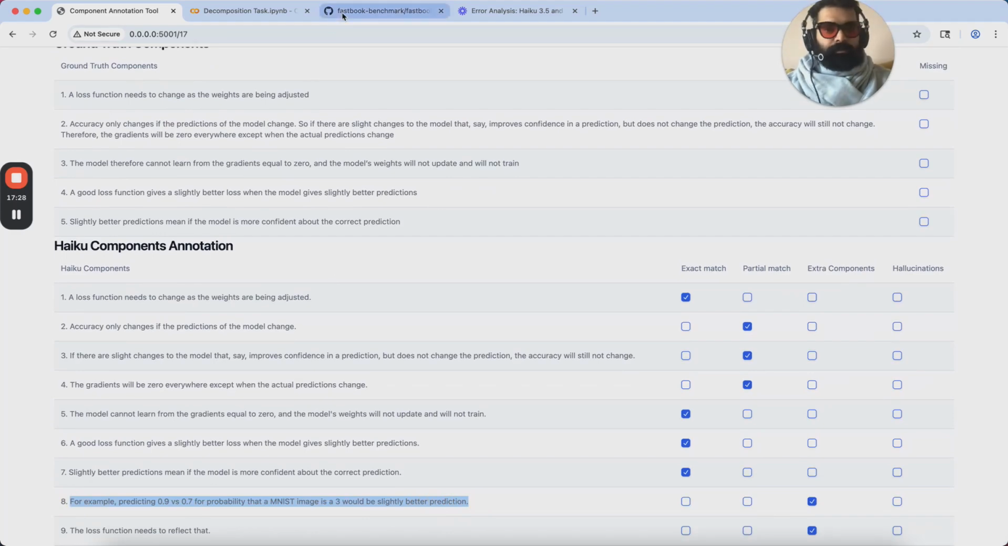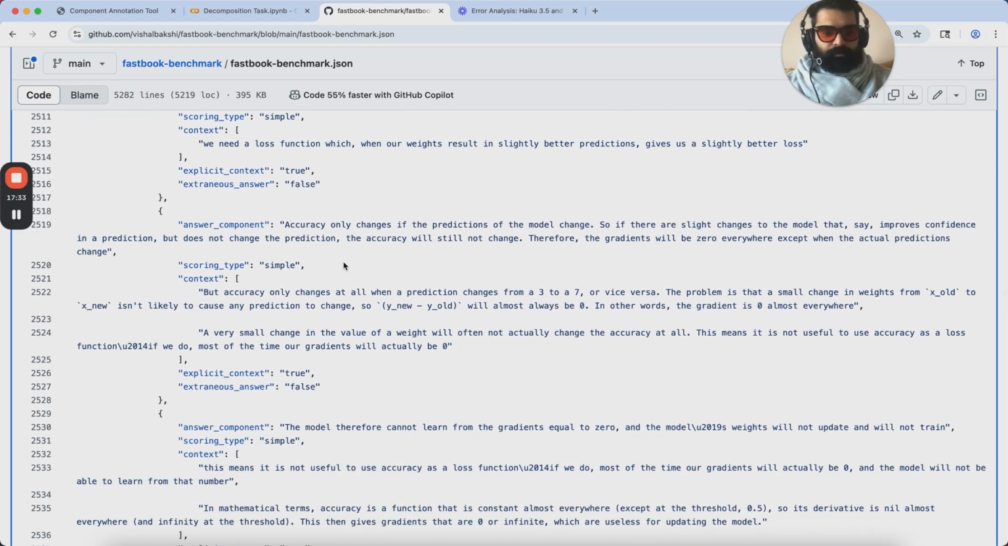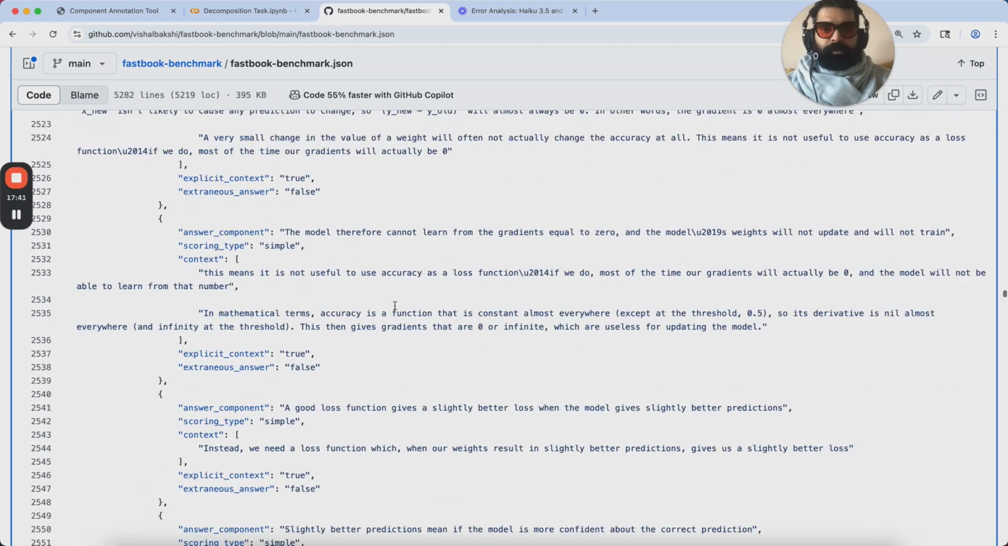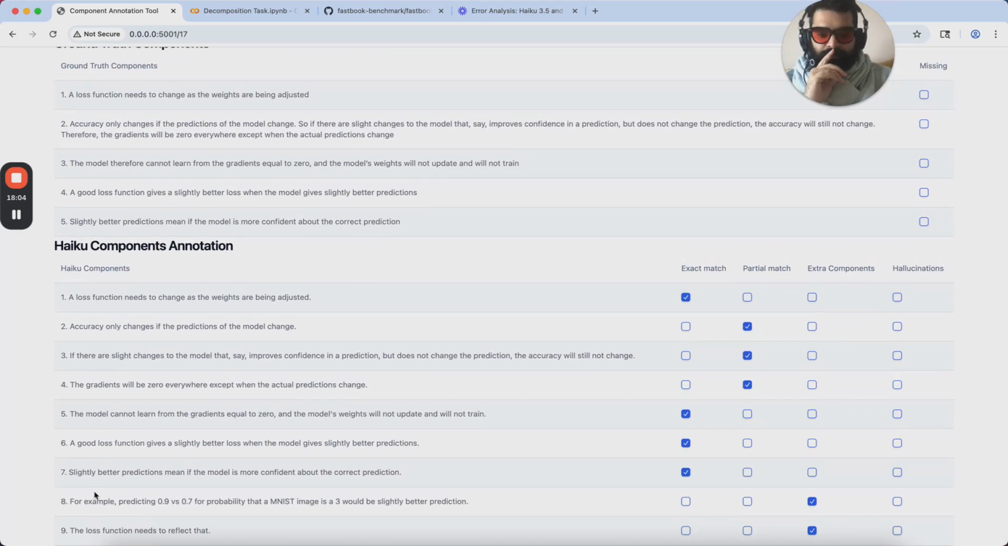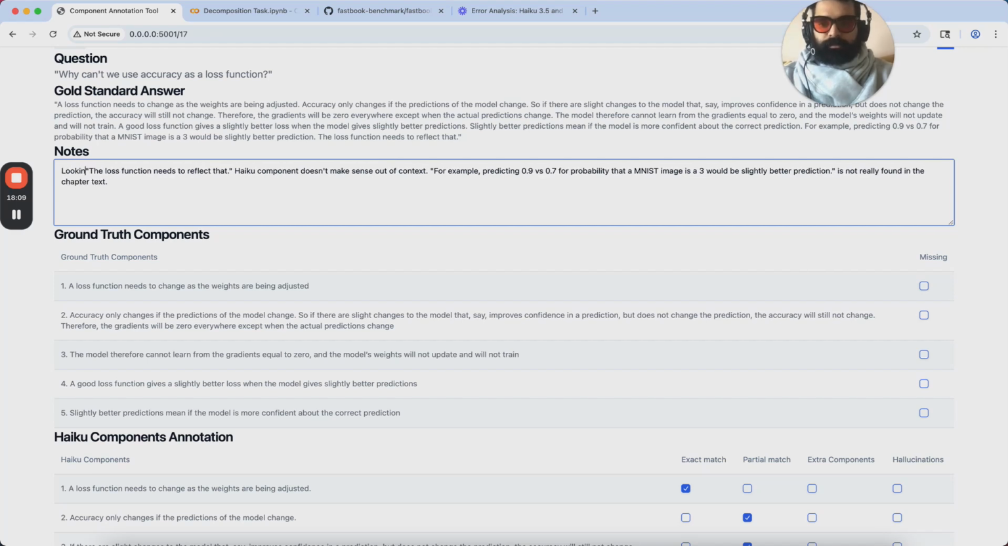This one, accuracy only changes 3 to a 7. Yeah, that might be kind of related. No, not really. I'll just say is not really relevant. Is not really found in the chapter text. So that handles the extra components. So let me just make that note. Looking at the extra components.